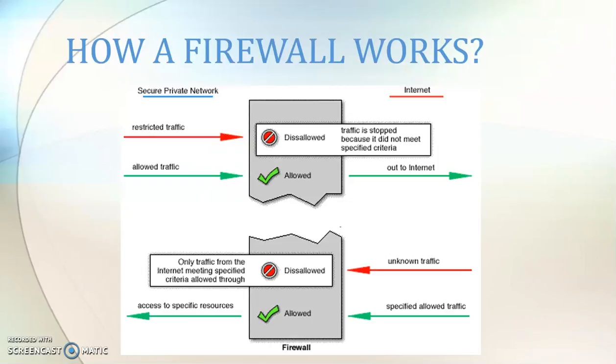The network administrator will configure the firewall with a set of rules and regulations. If that particular traffic satisfies the particular regulation, then it will be allowed to the outside network. The same applies from the outside network to the inside network also. If any unknown traffic occurs, it will not be allowed by the firewall, because it is already configured with a set of rules and regulations. Only traffic from the internet meeting the specified criteria will be allowed. If the specified traffic occurs, it will pass through this firewall and reach the internal network.